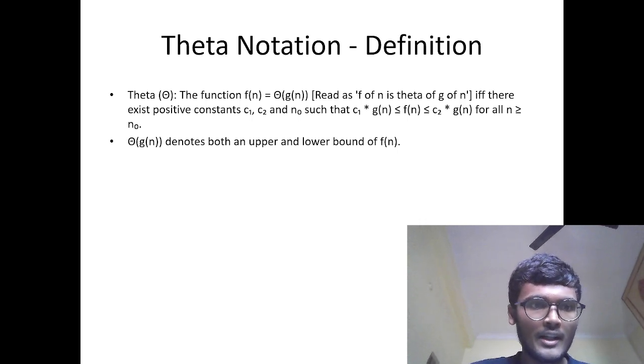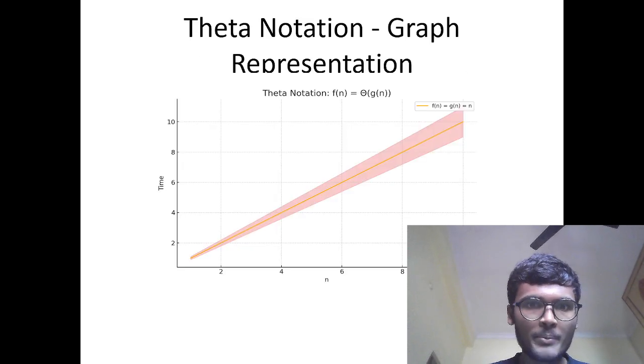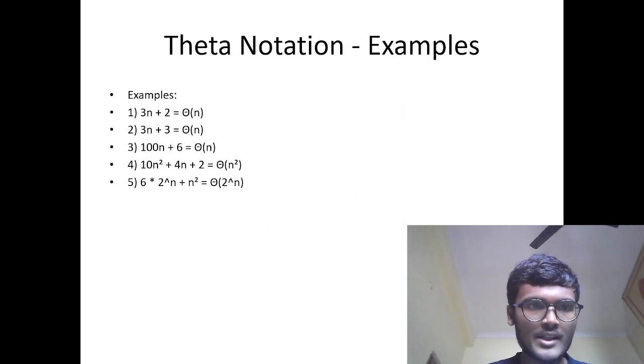Here theta of g of n denotes both upper and lower bounds of f of n. In the graph we can see that the red color and orange color lines are representing both upper and lower bounds of g of n. Here are the examples. 3n plus 2 equals theta of n. It is linear, and the quadratic is also represented.